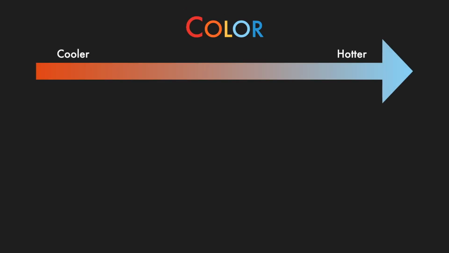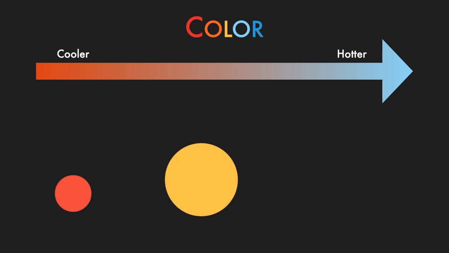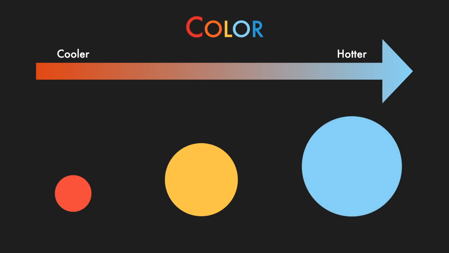The color of a star is a strong indicator of the star's temperature. The coolest stars are red in appearance. Yellow stars are intermediate in temperature, and bluish-white stars are hottest.